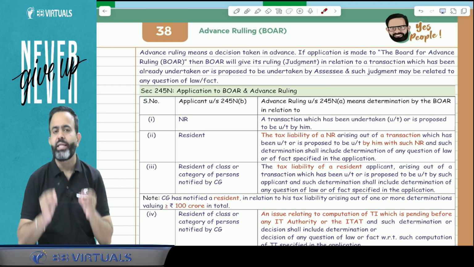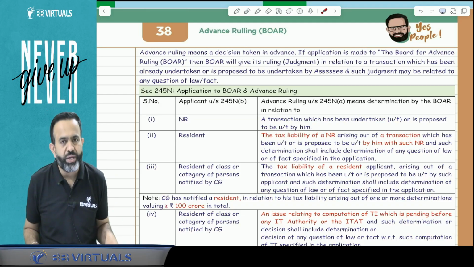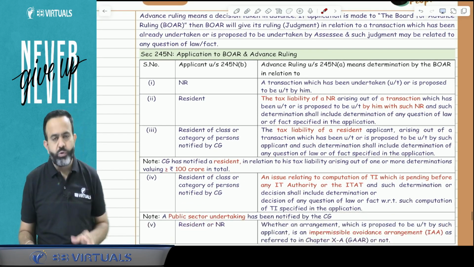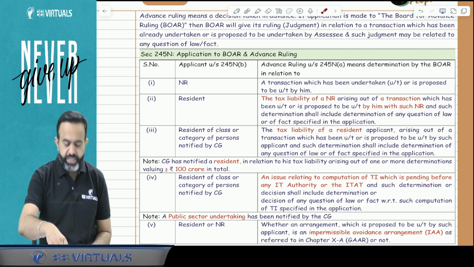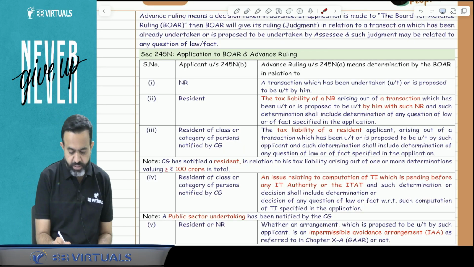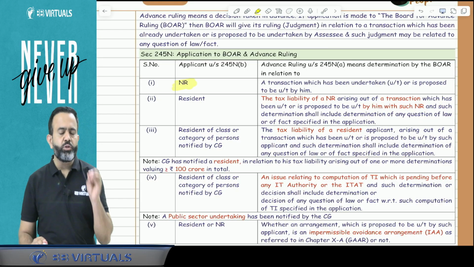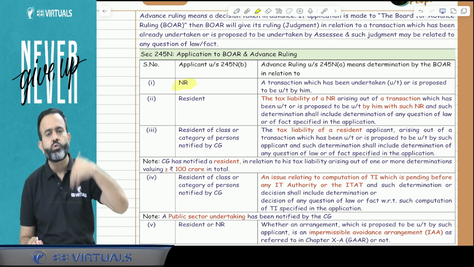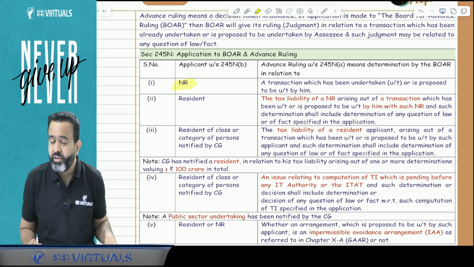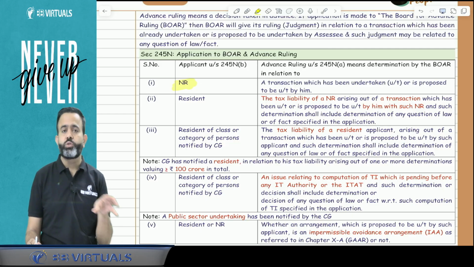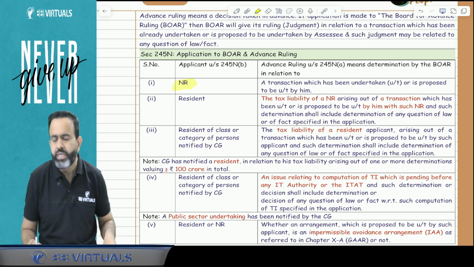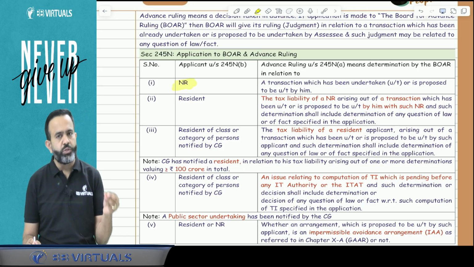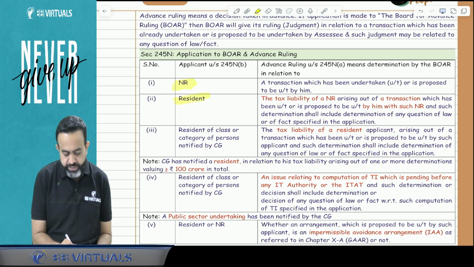First is, sir, who are the applicants for the advanced ruling? Means who can apply for the advanced ruling? So guys, there are 5 applicants who may apply. First is a non-resident person. If any non-resident person has already undertaken any transaction, or is going to undertake any transaction, and has any question of law or question of fact related to that transaction, then he may request for the advanced ruling. Now the second applicant is a resident.